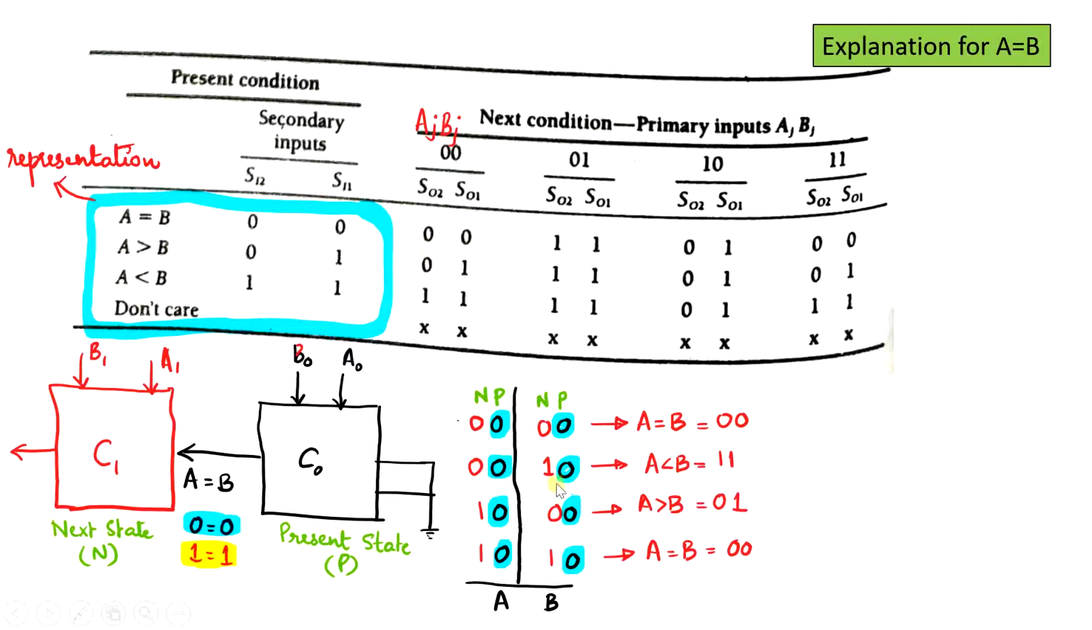Next, the 0, 1 case. I have 0, 0 which is less than 1, 0, and I have encoded this as 1, 1. That is why the result is equal to 1, 1. 1, 0, 0, 0, A greater than B, and I have encoded it as 0, 1. That is why it is equal to 0, 1 here, and in the table I have written it as 0, 1. 1, 0, 1, 0, A equal to B and encoded as 0, 0. That is why it is mentioned here.